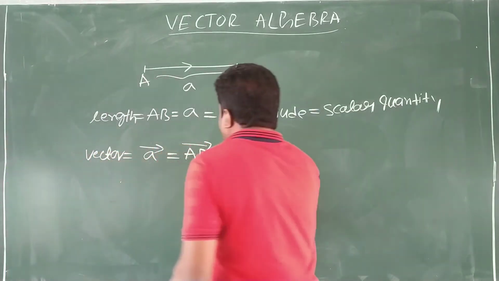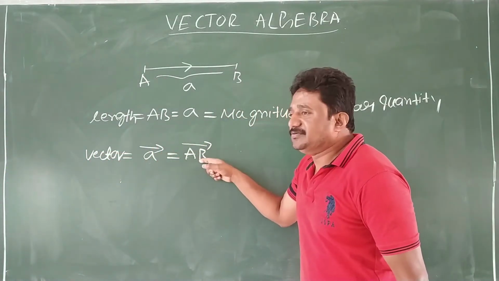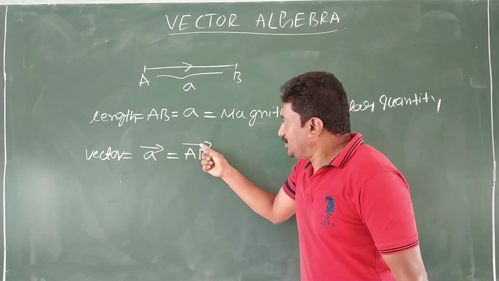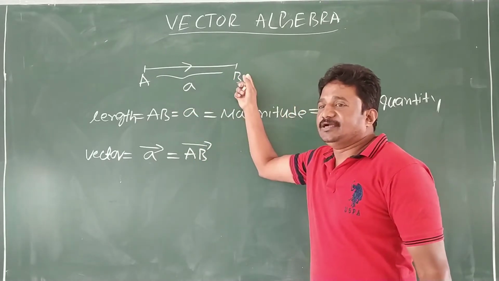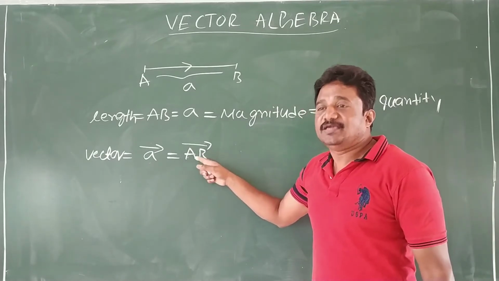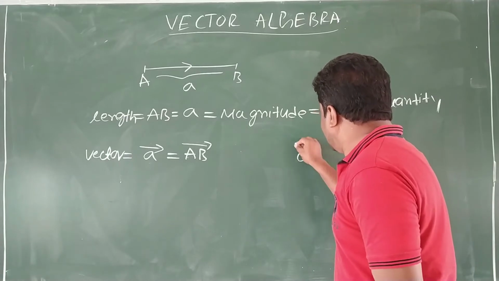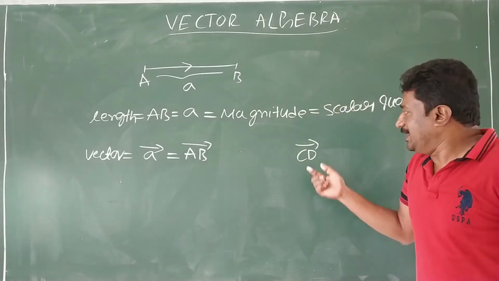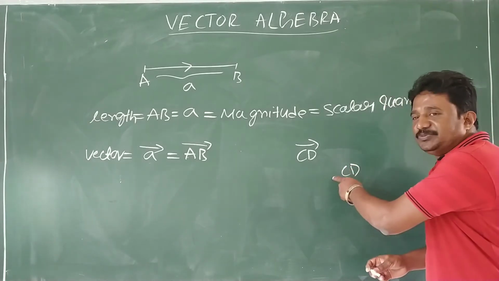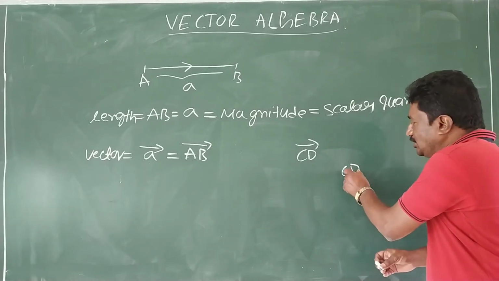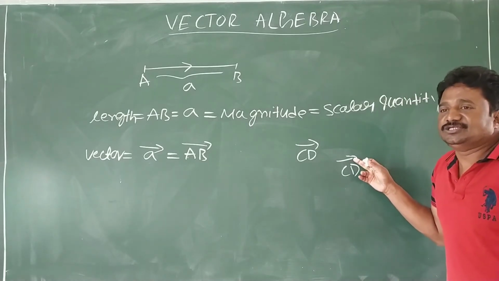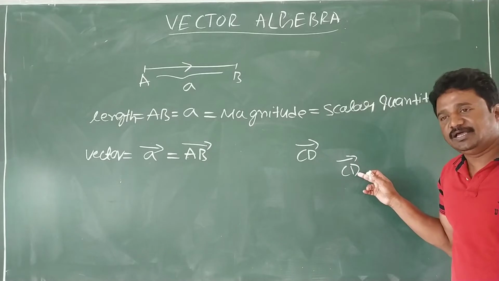So tell me the magnitude of this vector. What is the magnitude of this vector AB? AB is length. So the direction of vector AB is from A to B. Tell me the direction of vector AB. It is from A to B. A towards B. If I write vector CD, tell me the length of this vector CD. CD means distance between C and D. In addition to this length, if I write direction, it is the combination of both magnitude and direction. It is what?